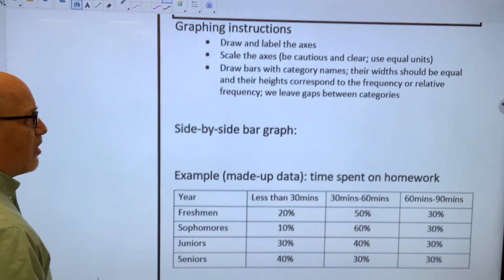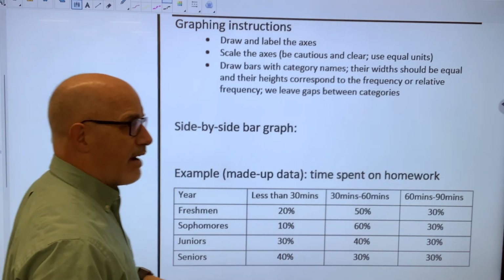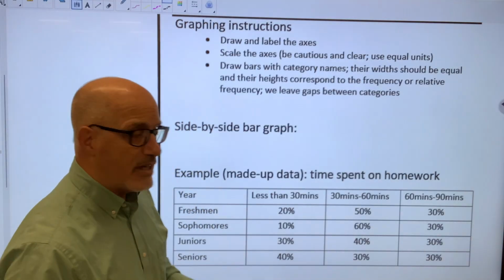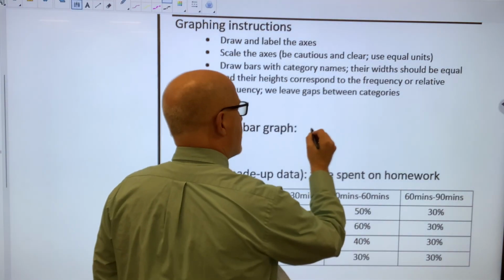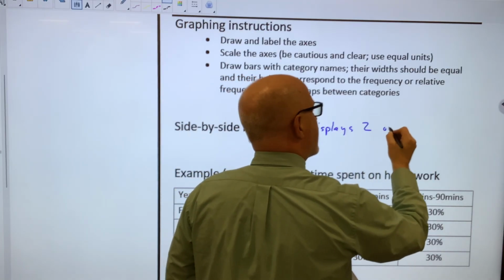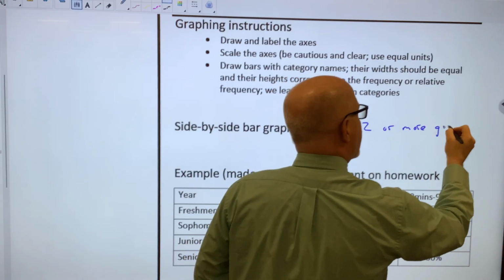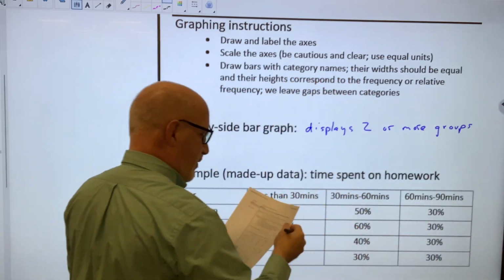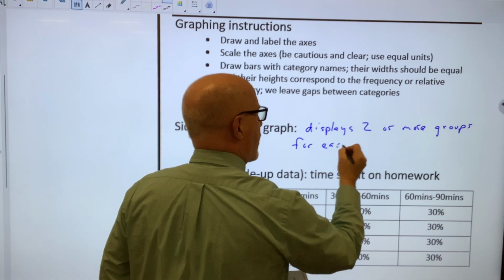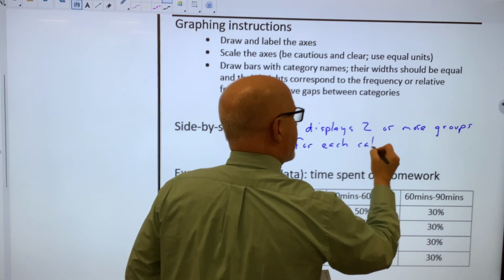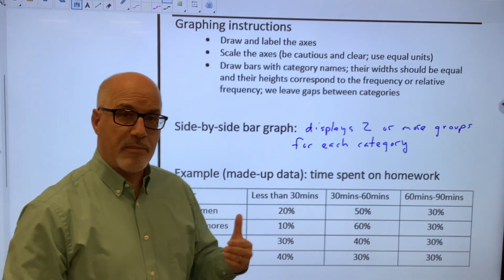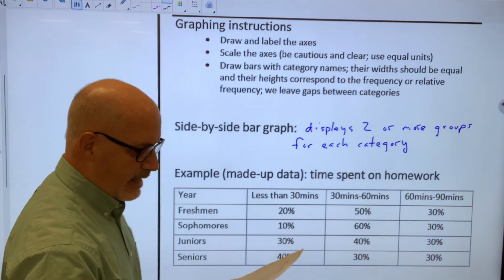So next we'll talk about what's called a side-by-side bar graph. This is to show sometimes more detail of data inside of each category. So it displays 2 or more groups for one categorical value, for each category. So you take the category and maybe break it up into specific information inside that category.